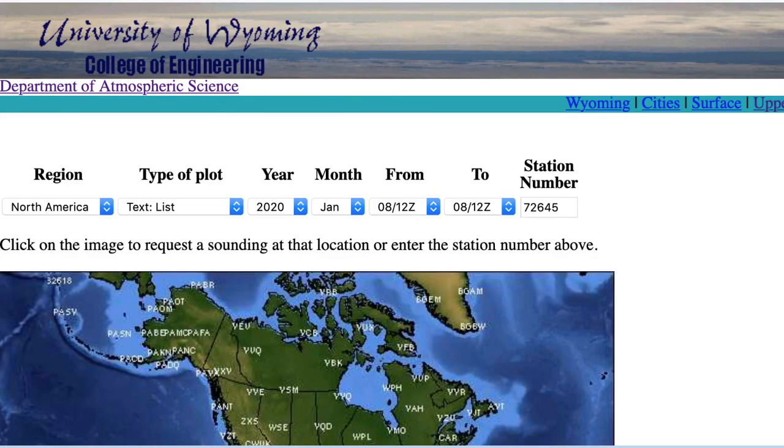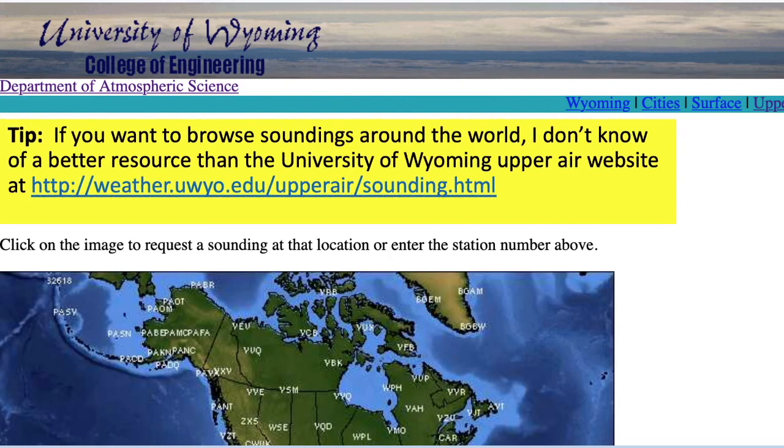I want to mention this excellent website that's maintained by the University of Wyoming. Their Department of Atmospheric Science has a page that allows you to browse soundings from around the world and various times, and this is a great place to go to just look at random soundings and get a feel for what soundings look like in different locations. And the Skew T diagram is one option that you have for graphically viewing a given sounding.